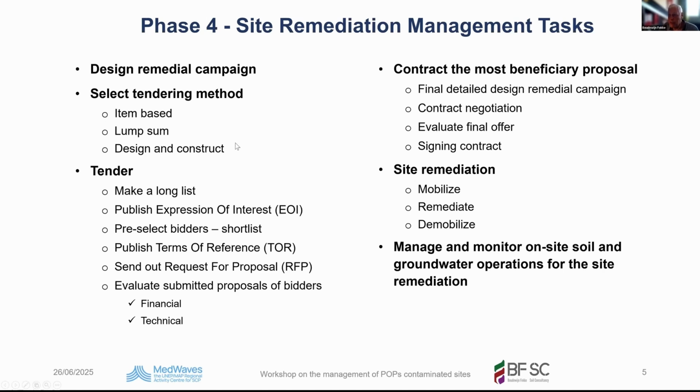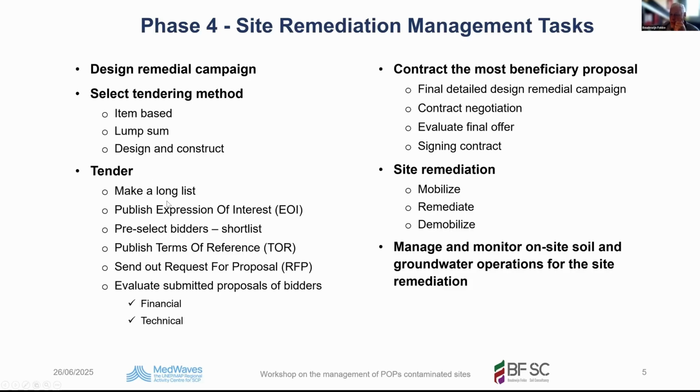So please, if you tender a remediation campaign, be aware that you can have different ways of contracting, and the different ways of contracting shift the responsibility. Item-based, the responsibility is with you. Lump sum, the responsibility is shared. Design and construct, the responsibility is with the contractor.